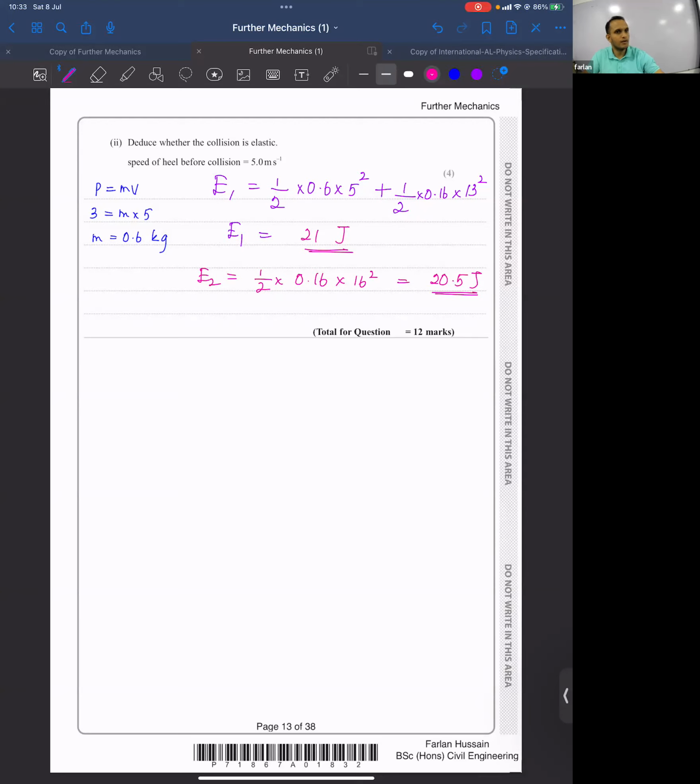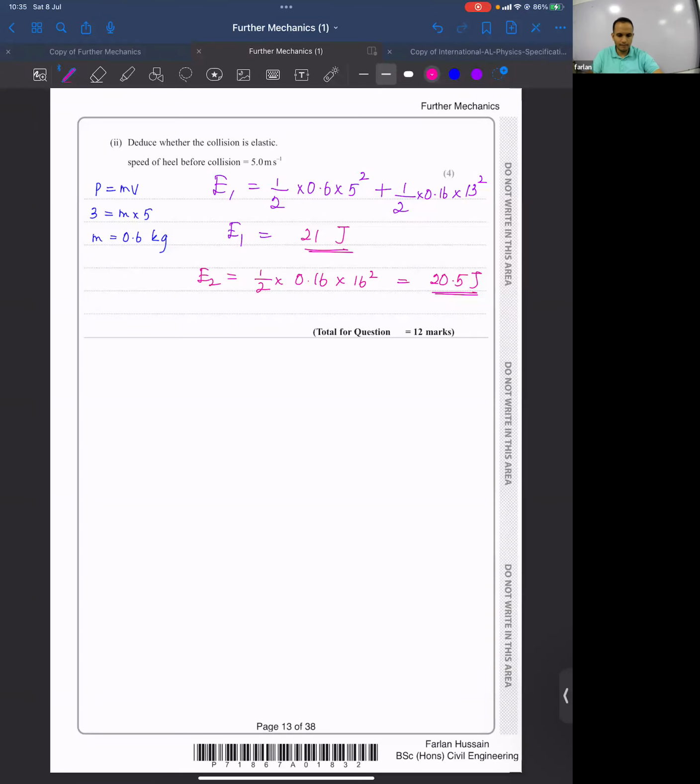Are you getting these two values? Guys online, are you getting them? Mass 0.16 I have taken for the ball, 0.6 I have taken for the heel. So before the collision, you have to consider the kinetic energy of the heel and the ball both. After the collision, the heel doesn't have kinetic energy, only the ball has. So it's almost similar, right? Only a 0.5 difference.